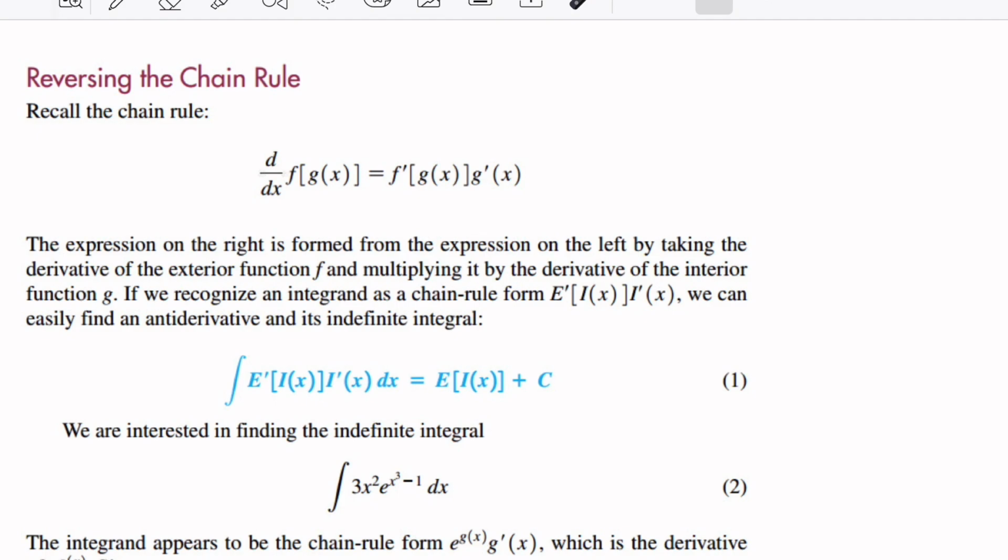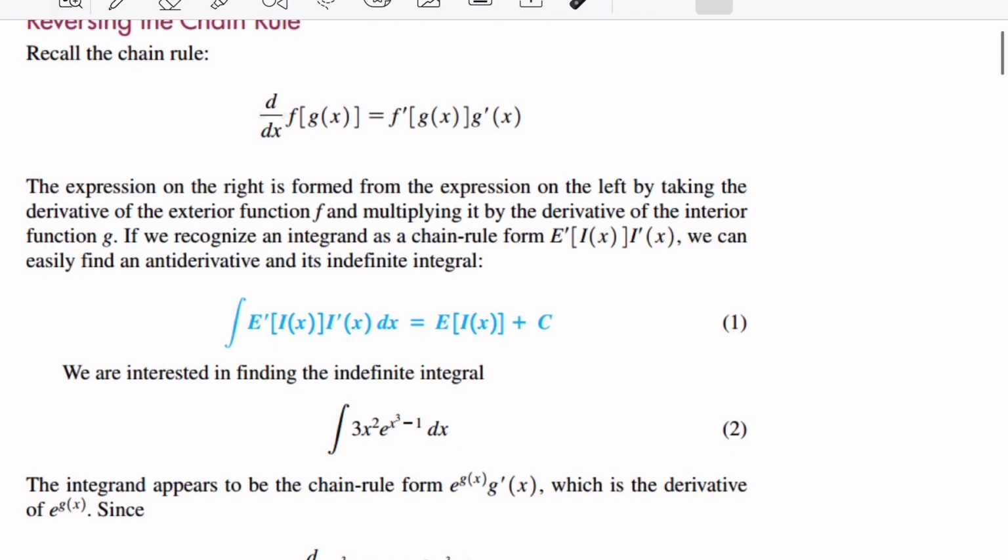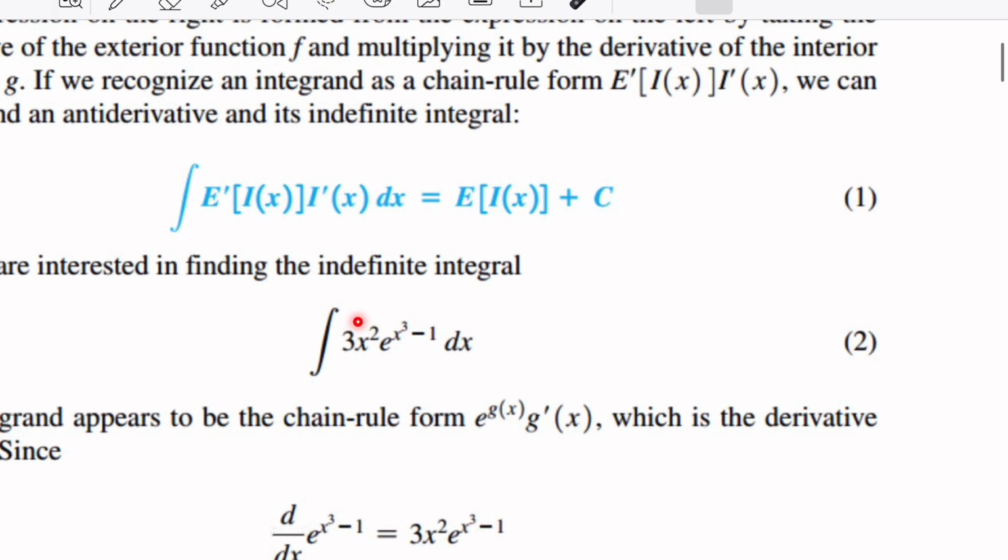If we're interested in finding the indefinite integral of this guy here, we can notice that the integrand appears to be in our chain rule form of e to some function g of x multiplied by the derivative of g of x here. This is because if we were to take the derivative of e to the x cubed minus 1, we're just going to get exactly this here, right? We're going to take the derivative of our outside function evaluated at the inside function, so that'll just be e to the x cubed minus 1. Then we need to multiply this by the derivative of our inside function, which is going to be 3x squared.